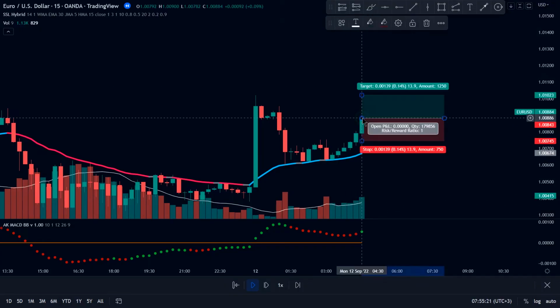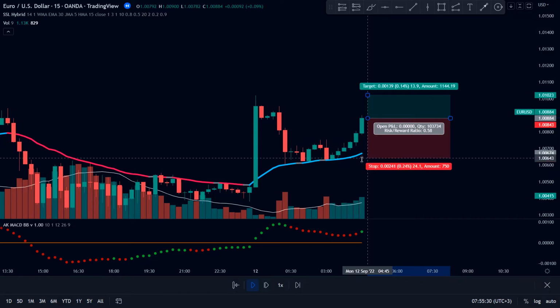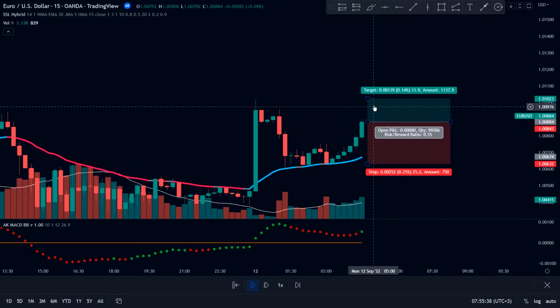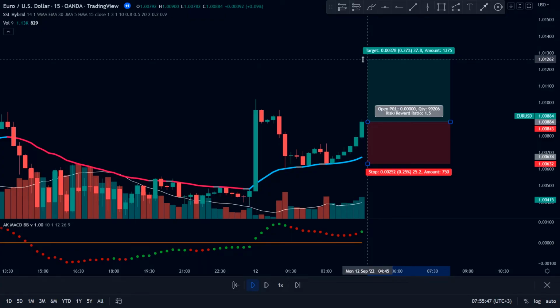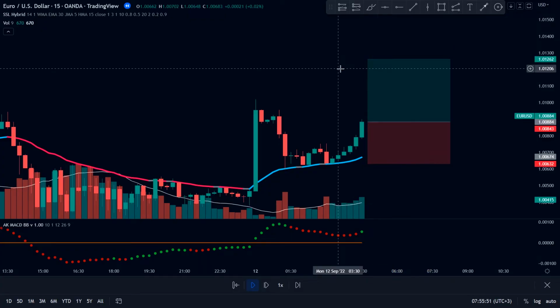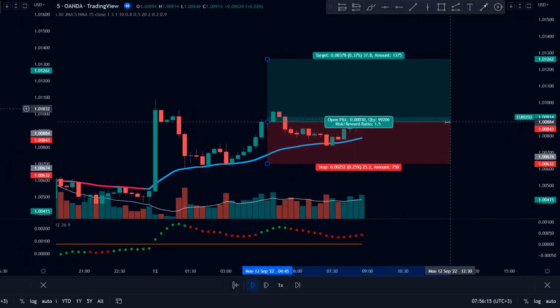We enter a long trade here, set our stop loss below the most recent swing low, which is this one right here. And for the take profit, we're gonna set it at 1.5 times the risk. We let this trade run and full TP.